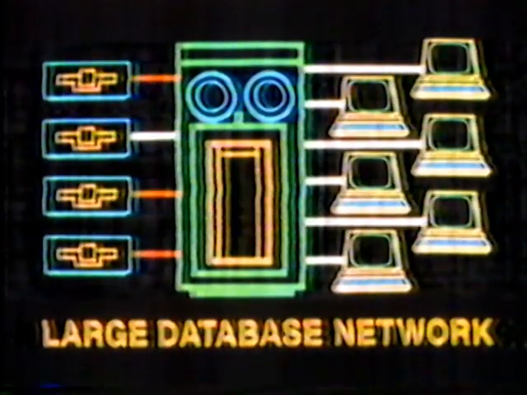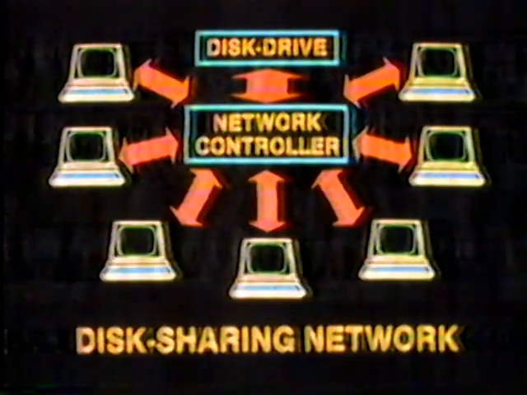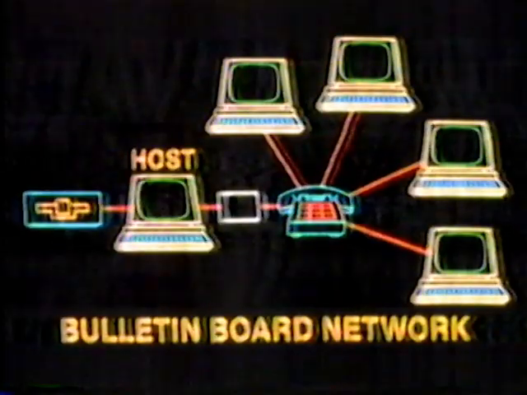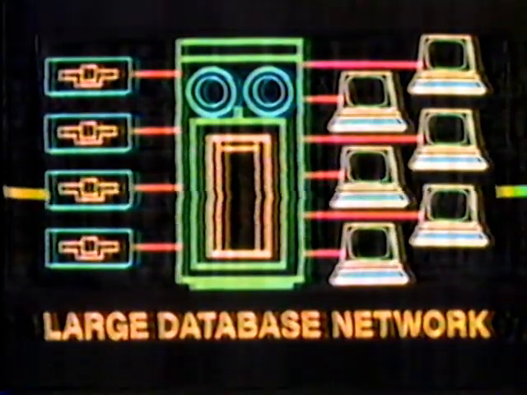So those are three common types of computer network: disk sharing, bulletin board, and large database.